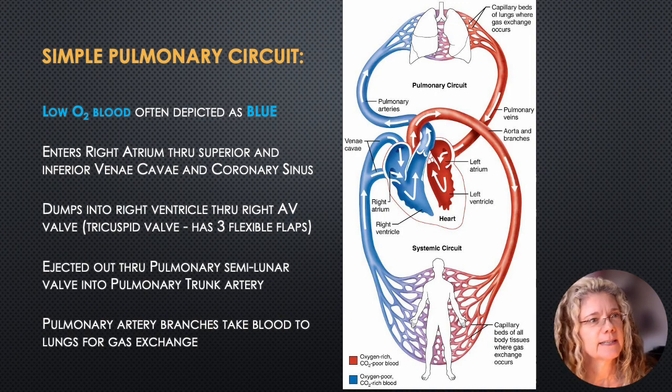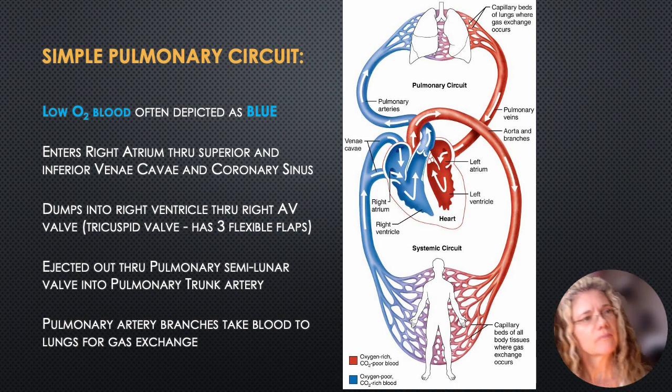All right, so in the simple pulmonary circuit, we've got low oxygenated blood that you often see in diagrams as blue that's going to come in to the right atrium. It's going to come in through the superior vena cava, through the inferior vena cava, and it's not shown on this diagram, but there's another opening that allows blood to come in from the coronary sinus. So the coronary sinus is venous blood coming back into regular circulation from the heart muscle itself. We'll talk about that in a little bit.